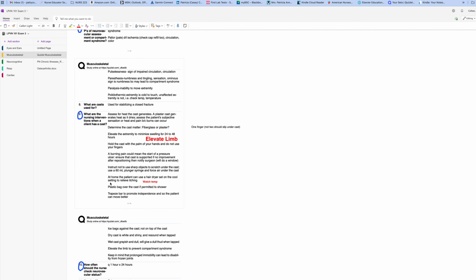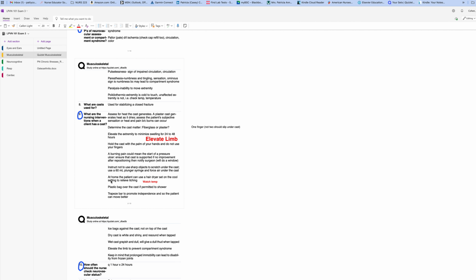Make sure you're holding the cast with the palm of your hands. Don't use your fingers because you're going to make indents in the cast if you do. So burning pain could mean the start of a pressure ulcer. So make sure the cast is supported if you reposition and there's still no improvement, call the surgeon, okay? Instruct patients not to use sharp objects to scratch under the cast. This is key. They need to use a 60 mL plunger syringe and force air, or they can use a hair dryer on the cool setting. Make sure you're watching the temp.